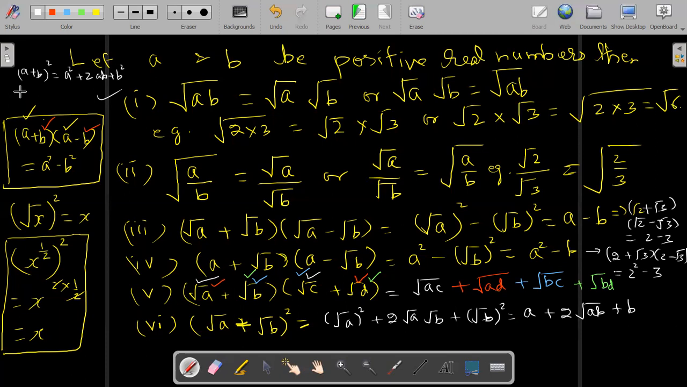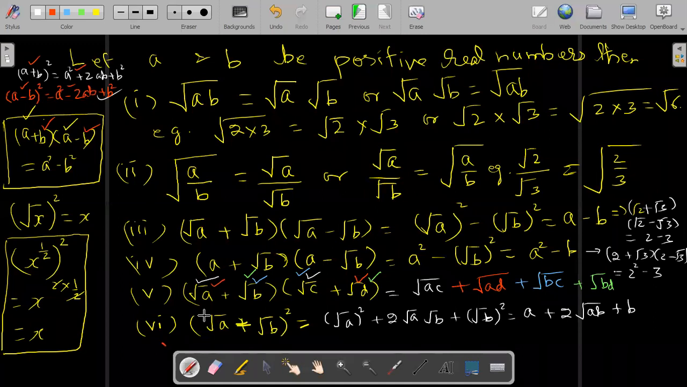Similarly, if you have minus here, a minus b whole square is equal to a square minus 2ab plus b square. So remember, these are the same formulas. If it is plus, you will write plus 2ab. If it is minus, you will write minus.